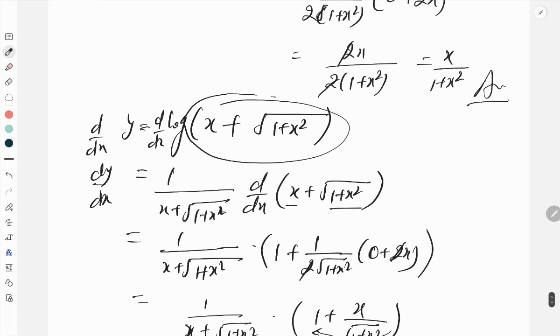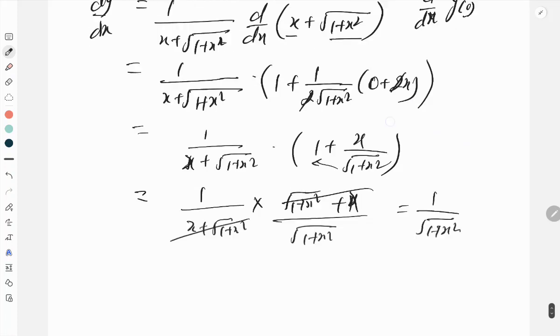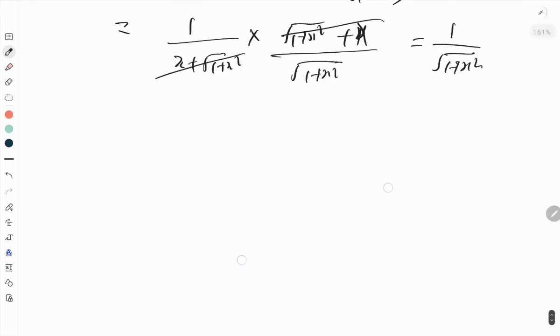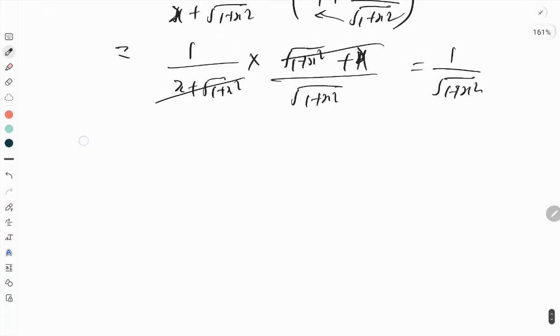Let's say it says find y of 0, meaning find the dy by dx at x equal to 0. Meaning, what is the value of dy by dx when x is 0? Then put 0 here.